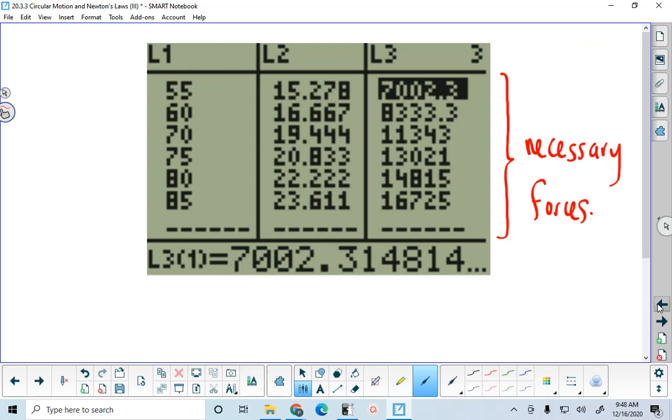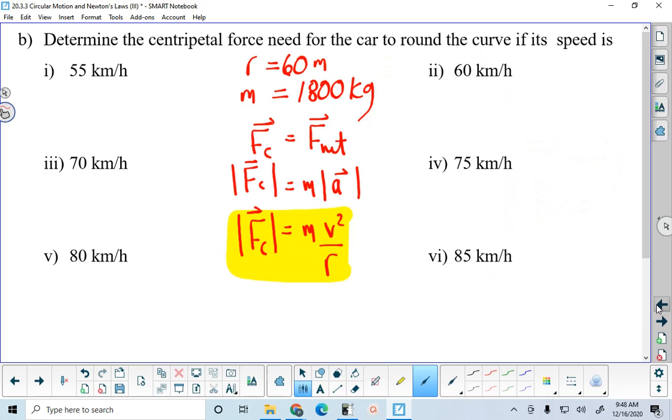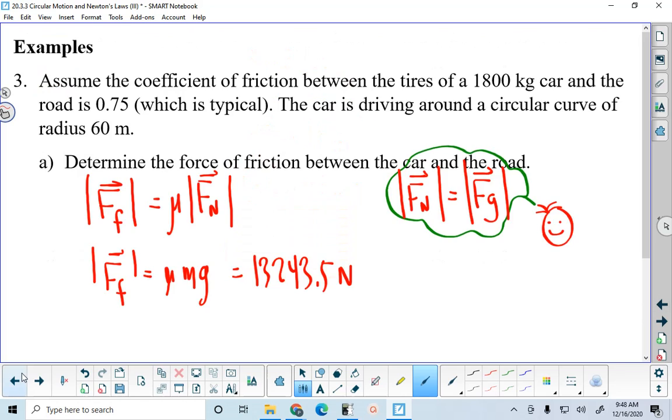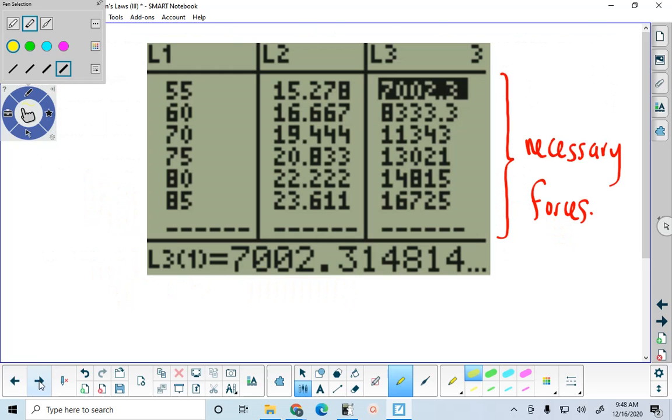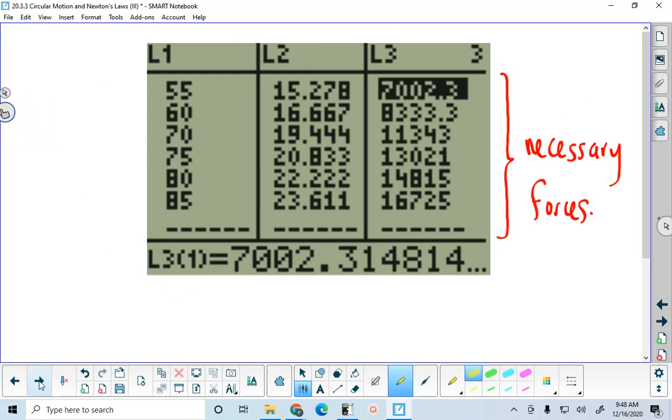Let me ask you a question. Will the car be able to navigate the turn at 55 kilometers per hour? Well, what's the force of friction? The force of friction is 13,243.5 newtons. At 55 kilometers per hour, you need 7,002 newtons. Will the car safely curve around the highway? Yes.